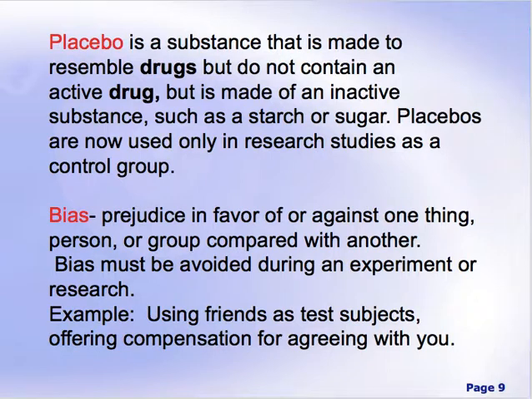Anytime I get around other ice creams, I'm going to go for chocolate. That's the bias, is my preference over something else plays into effect. The example says using friends as test subjects, offering compensation for agreeing with you. I mean, you're either paying them off or they're not going to say no to you because they like you. And that's the bias.